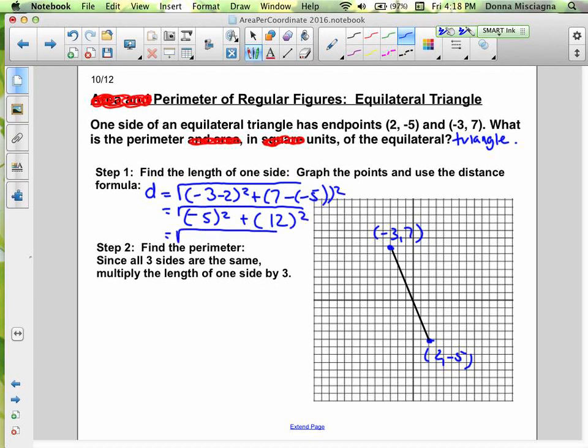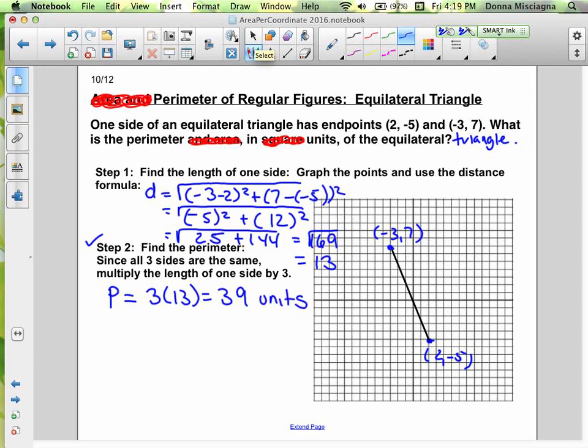That would be 25 plus 144. And that's going to give us 169, square root of 169. Well, that is a perfect square. It's 13 times 13. So that means that one side is 13. Well, guess what? This is an equilateral triangle. So since all 3 sides are the same, if we just take one side and multiply it by 3, since they're all 13, we'll have our perimeter. So our perimeter is going to be 3 times 13, or 39 units.